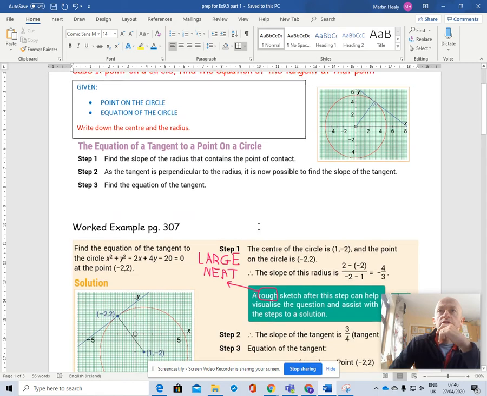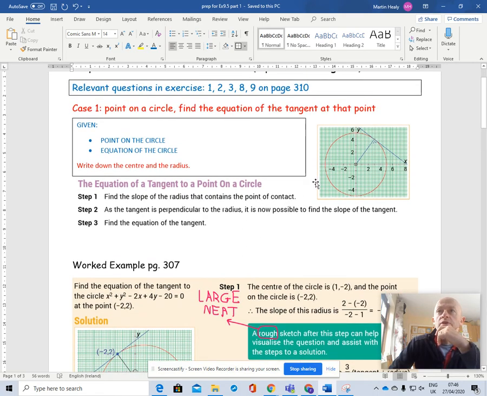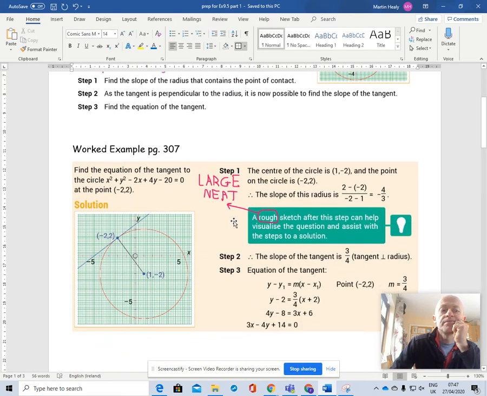So what we're going to actually do here is steps. You find the slope of the radius because you have the point of contact and you have the center. That allows you to find the slope of the radius. The tangent is going to be perpendicular to the radius, so therefore you can work out what the slope of the tangent is. So now you have the slope of the tangent and you also have a point on the tangent, which is the point of contact with the circle, and use the equation of a line formula.